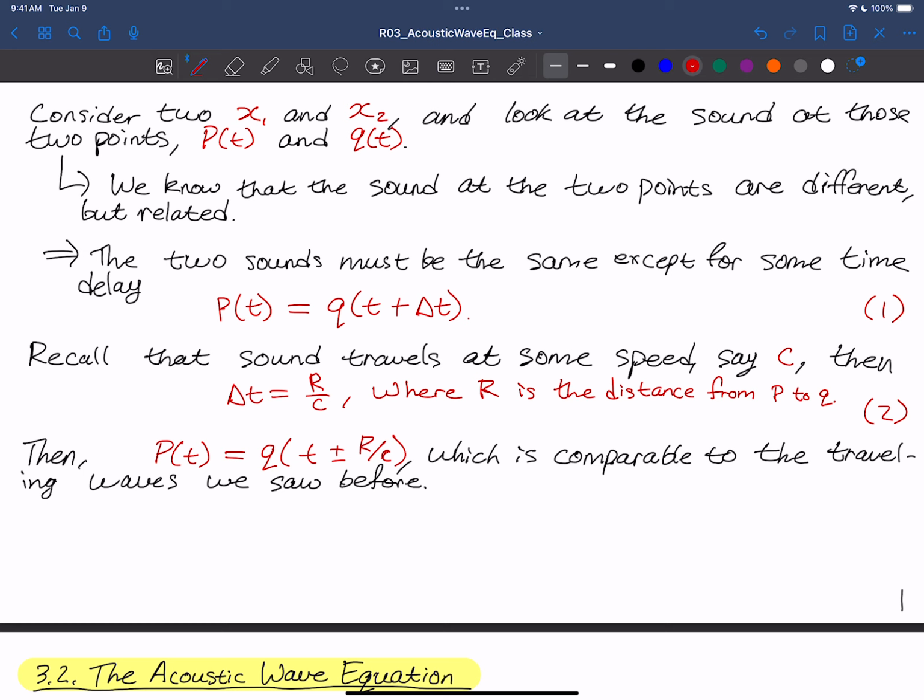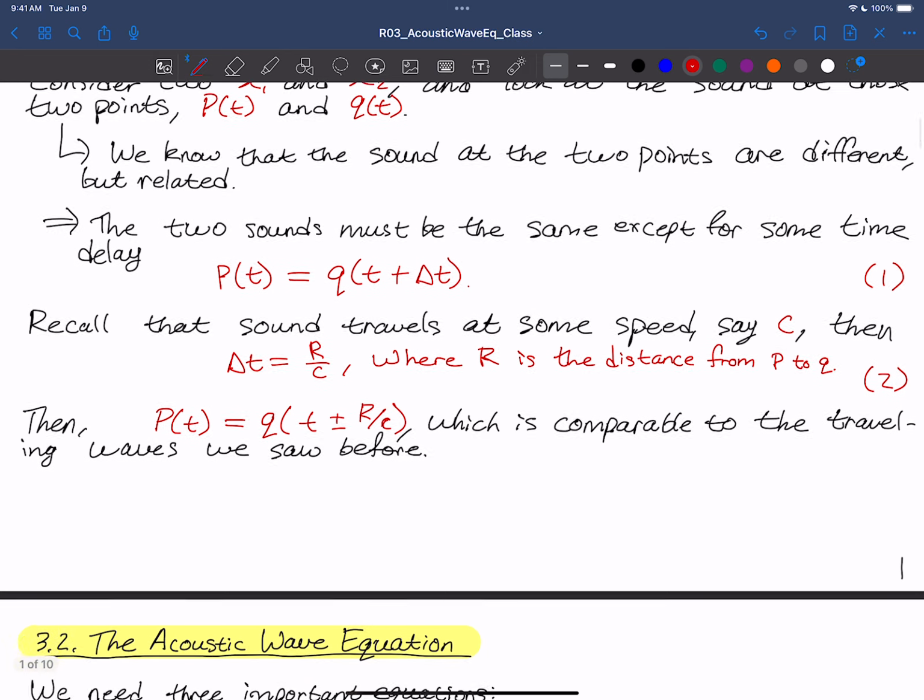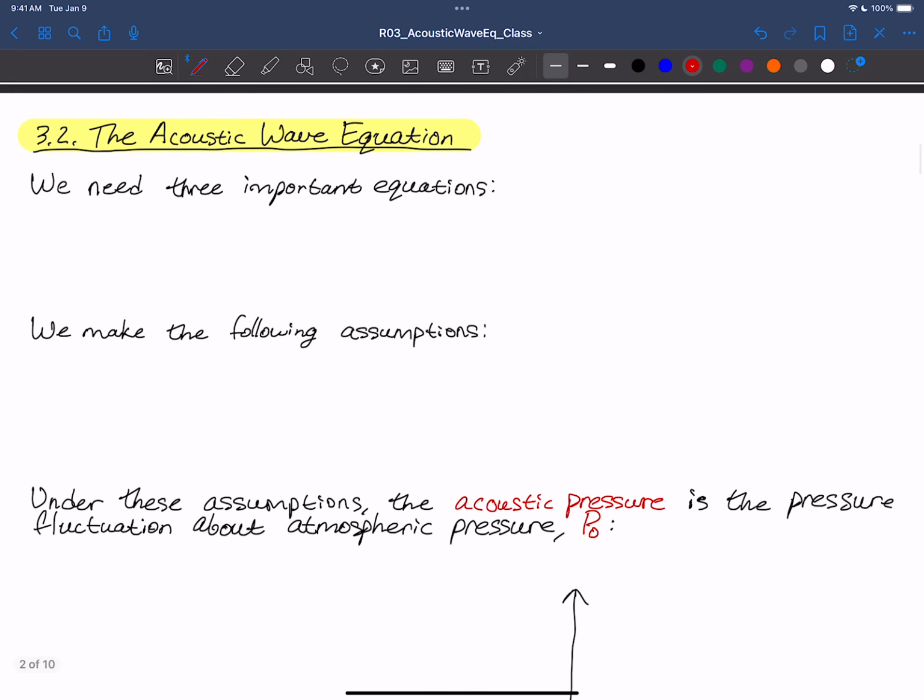Okay, so let's move on and talk about the acoustic wave equation. For the acoustic wave equation, we're going to need three important equations. The first is the equation of state. The second is the equation of continuity.